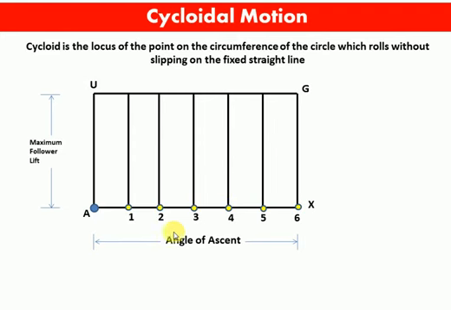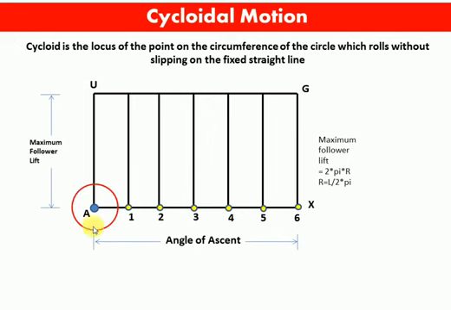Then from point A, we'll draw a circle whose circumference is equal to the maximum follower lift. That is, suppose the maximum follower lift is AU. So this AU is equal to 2 pi R, where R is the radius of the circle which we will be drawing from the center A, with circumference equal to the maximum follower lift, or we can say radius equals the maximum follower lift upon 2 pi.